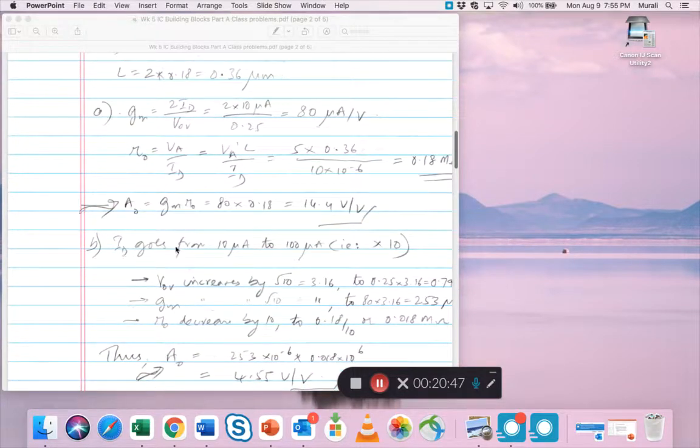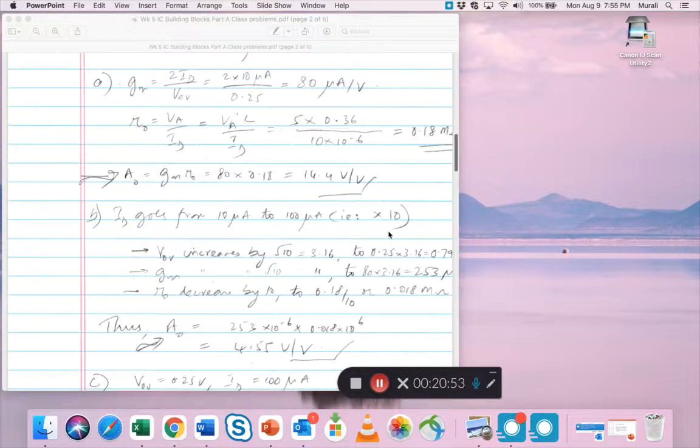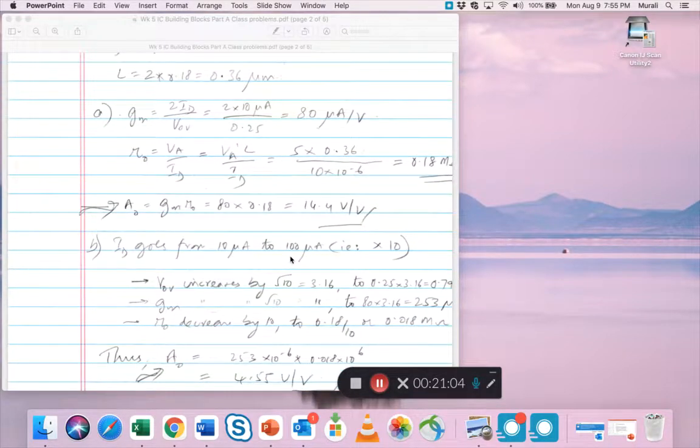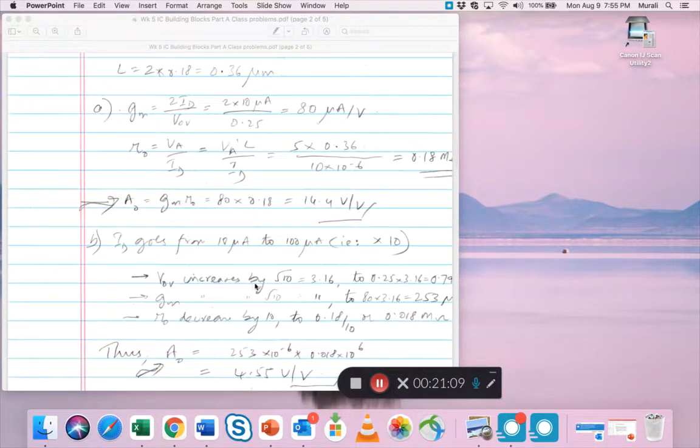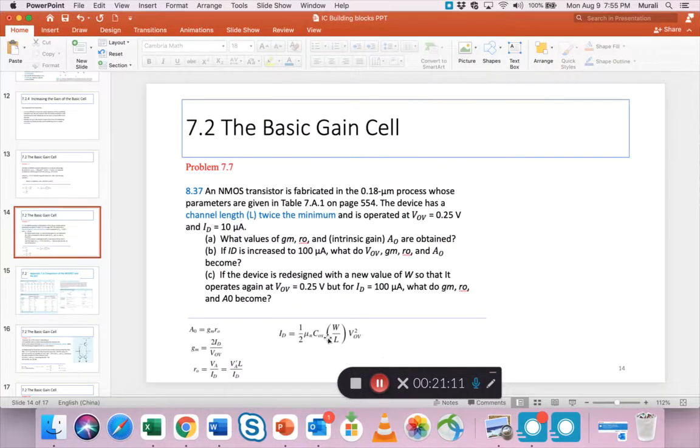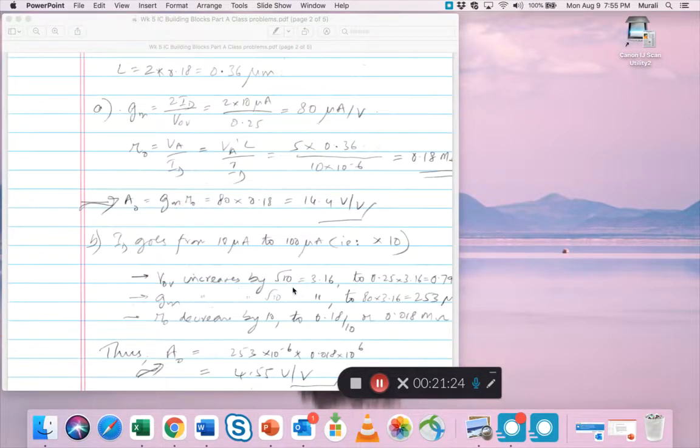Now, if ID goes from 10 micro to 100 micro, that is multiplied by 10 times, what happens? The VOV increases by root 10, not by 10, but by root 10. Why? Because of the square formula here. ID and VOV are related with a square, so if ID went up 10 times, VOV only needs to go up by root 10. That's why we say VOV increases by root 10.